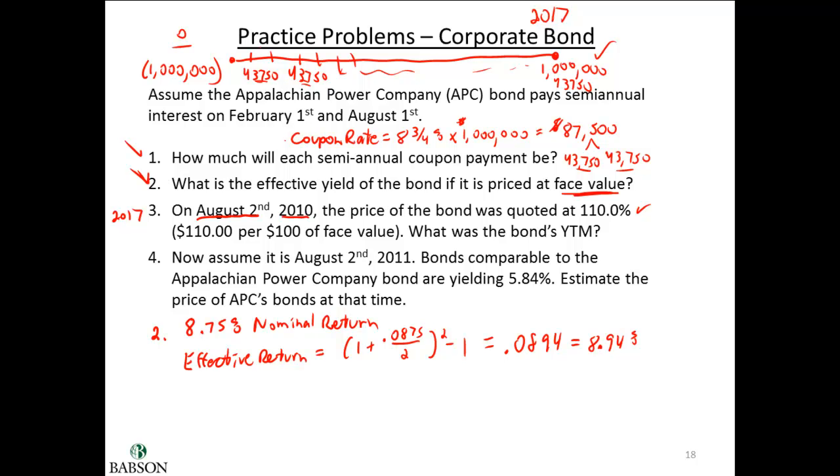Another way to think about it is this bond was born in 1987 when interest rates were high. So to be competitive at the time, this bond had to pay coupons of 87 grand and change a year. In 2010, interest rates are much lower. Therefore, if you still own this bond and it's paying coupons at the rate of 8.75%, that's pretty attractive.